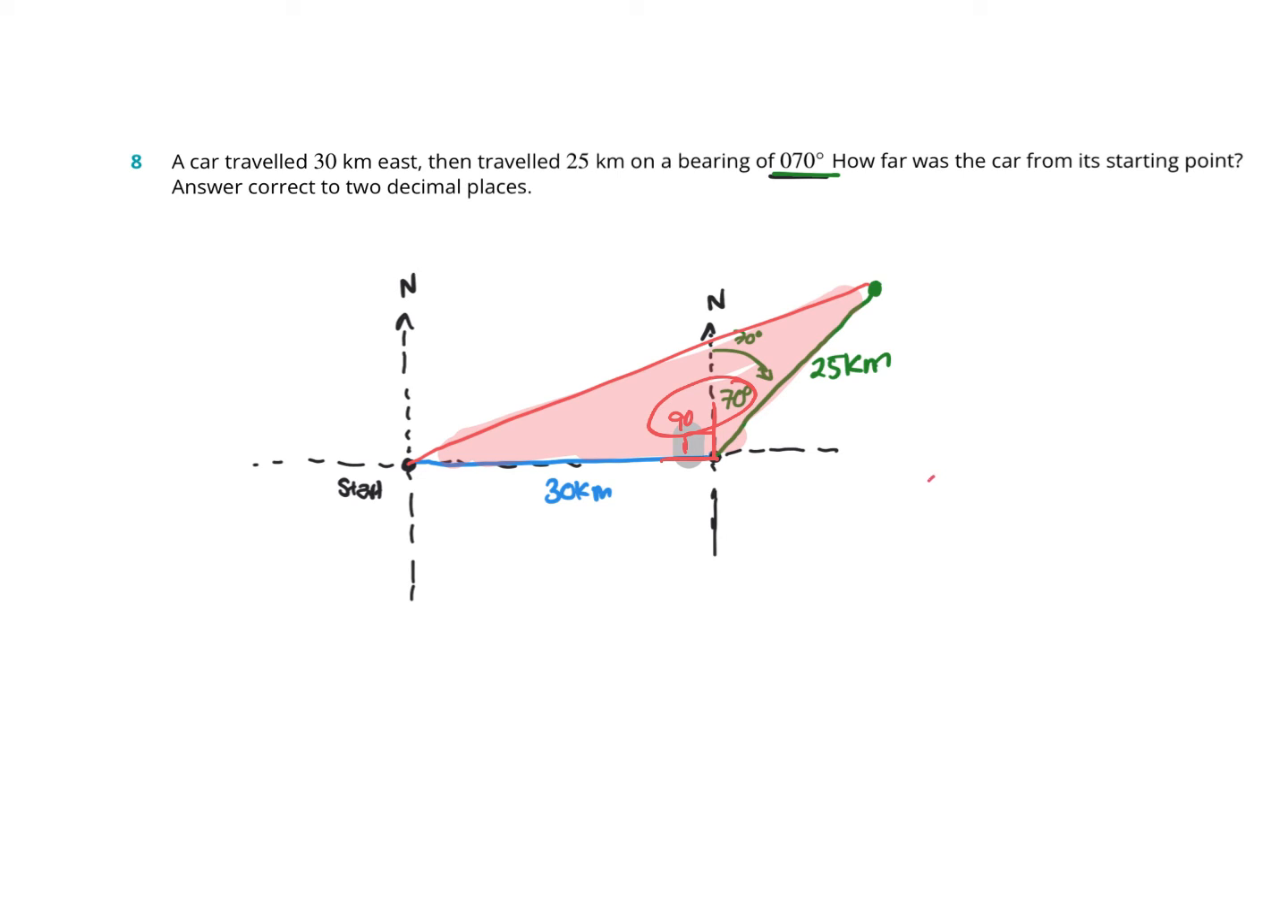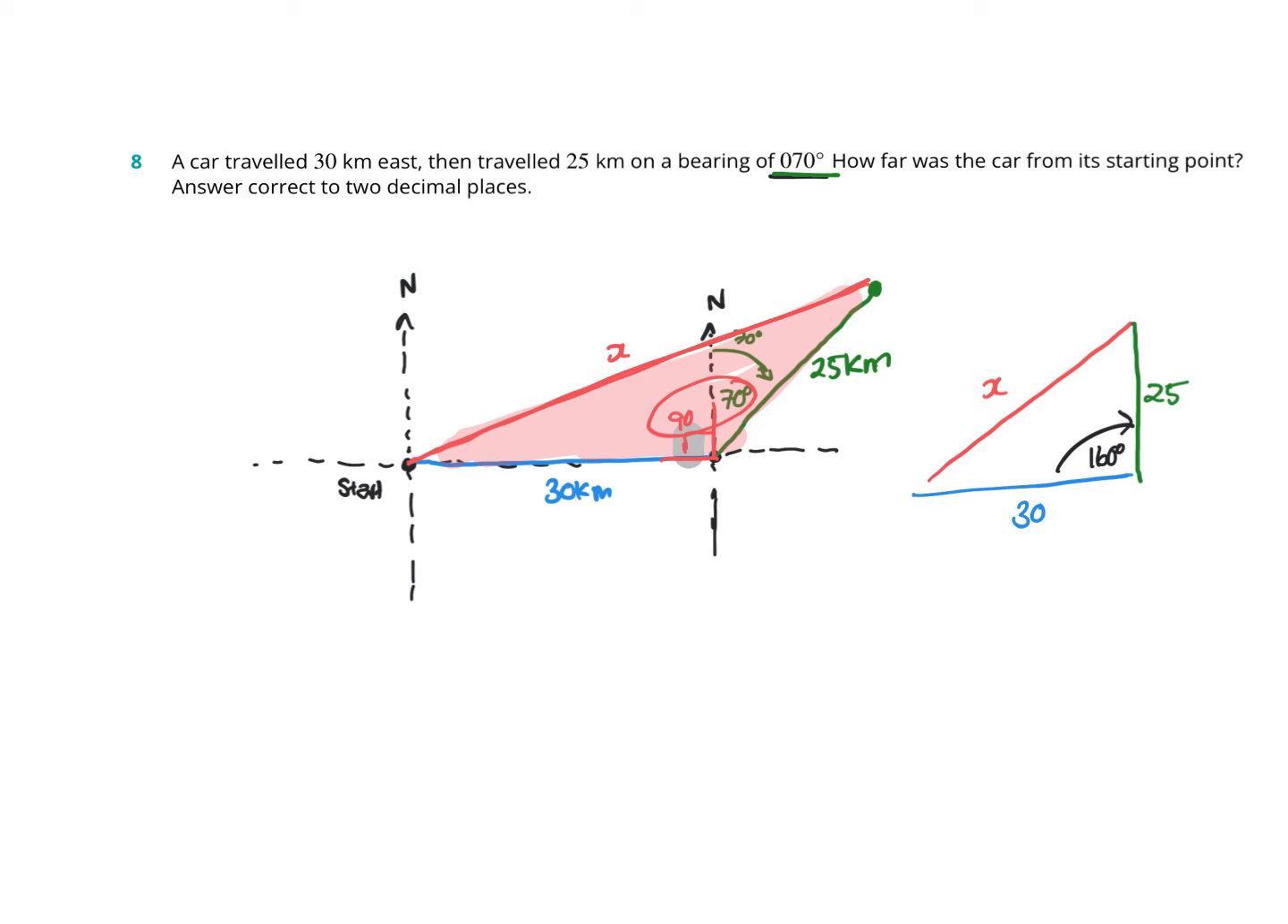So if I redrew that triangle just without all the compass stuff on it, say something like that. So we can see we got 30, we got 25, and we're going to say that this angle in here is that 90 plus the 70, so it's 160. Now they want to know how far from the starting point, so they want this red line here, x. So we're going to do that.